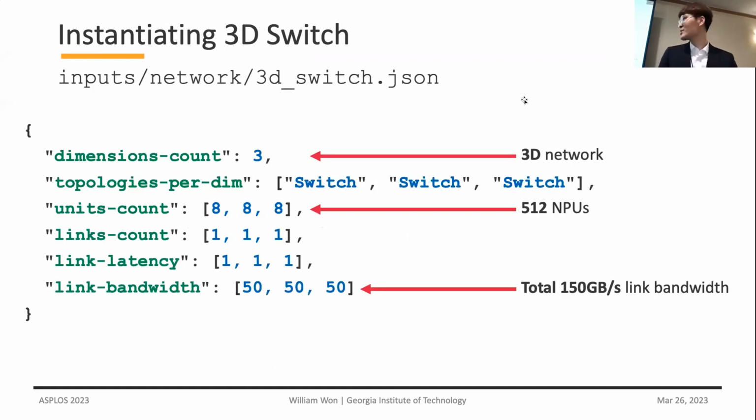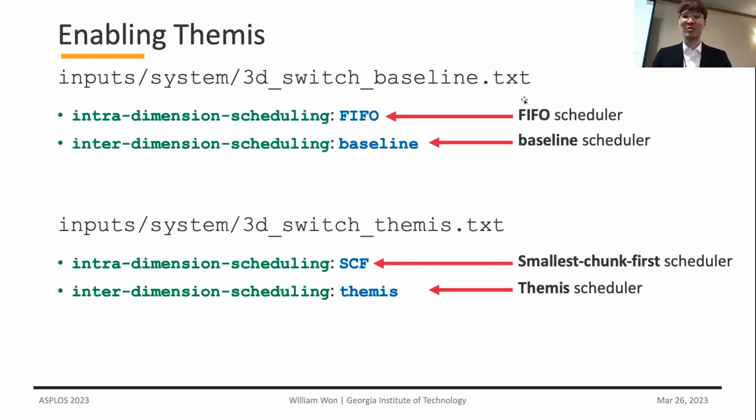So this is the 3D switch network info file. Simple. We just specify a 3D switch with 512 NPUs. And here I just set the link bandwidth of each switch to be 50 gigabytes per second. So the total bandwidth per each NPU is 150 gigabytes per second. And for the baseline system info file, this is what's specified. The intra-dimension scheduling is just first in, first out, and the inter-dimension scheduling is baseline, as the name suggests.